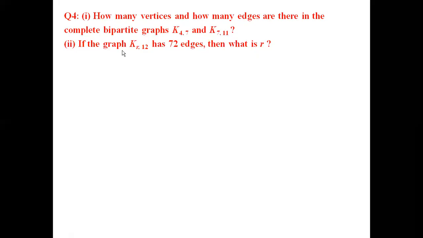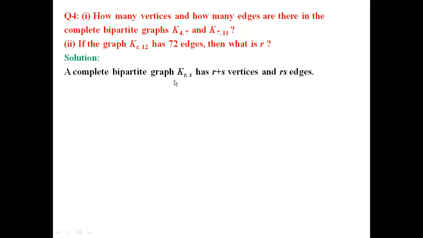Secondly, if the graph K r,12 has 72 edges, then what is the value of r? So the second vertex set, V2, is given as 12. r is not given for us, and the graph consists of 72 edges. So we need to find the value of r. Let us do the solution.